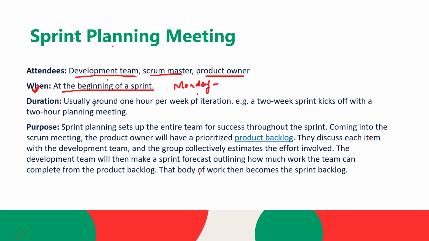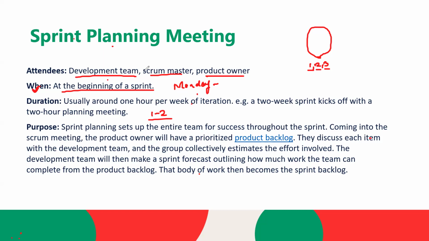Duration. This meeting generally happens for 1 to 2 hours, so 1 hour per week of iteration. Let's say in your iteration we have 3 weeks, then first Monday, second Monday, and third Monday, this meeting will happen. Then the process, as we discussed, what we do in the sprint planning call and what all things we identify, we already discussed this.